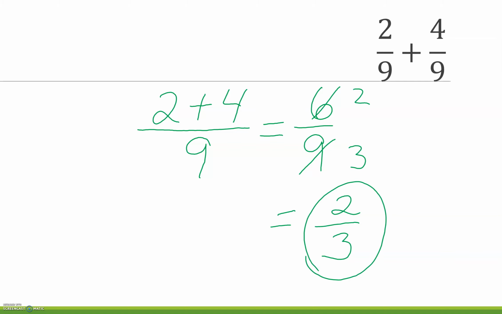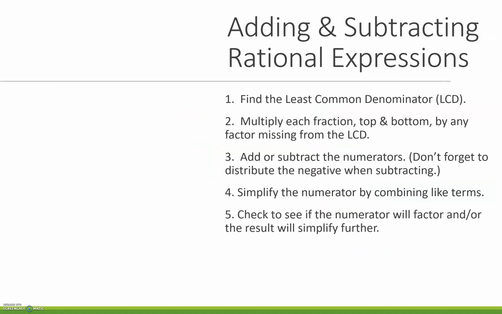Now our steps for rational expressions, adding and subtracting them, are very similar to what we just did with those fractions. We first want to look for the least common denominator. Now on the problems we're going to do today, the denominators are already the same, so we don't have to worry about finding a least common denominator, something in common for both. So we really don't have to worry about step 2 either. So let's look at step 3.